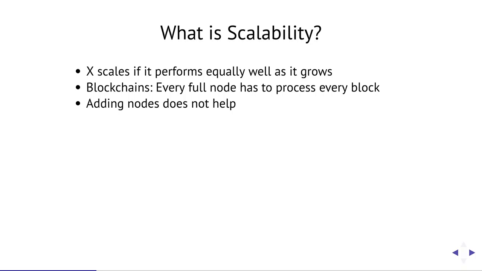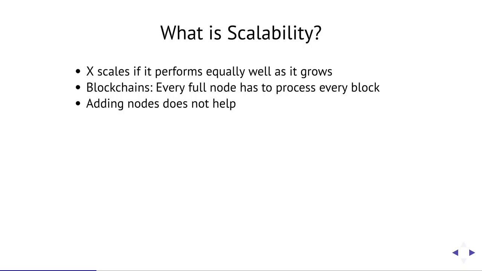And what is the reason that blockchains don't scale? The simple answer to that is that every full node has to process, or verify, every single transaction. And of course, this does not really work well, because you have the fixed block time, the time between two blocks. And in this time, if the system grows, which means it has more and more transactions, then every node would have to process more and more transactions in the same time interval.